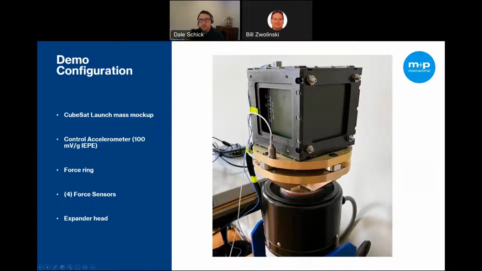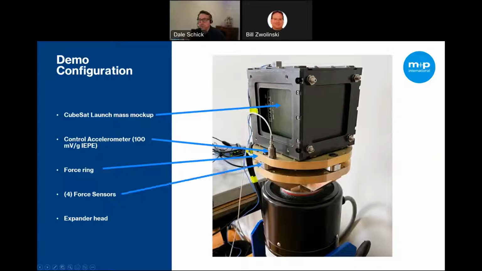So our setup consists of a CubeSat. This is a mass mockup of a CubeSat. It's not a real one. We have an IEPE control accelerometer with a sensitivity of 100 millivolts per G, as well as a response accelerometer on the top, which has a 10 millivolt per G sensitivity. These are both IEPE. We have a force ring, which provides a platform for the test article atop the force washers and gives us the ability to preload.